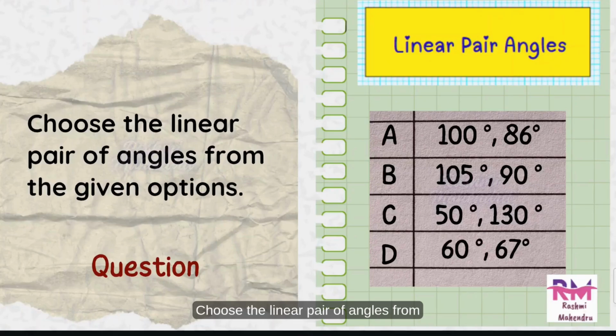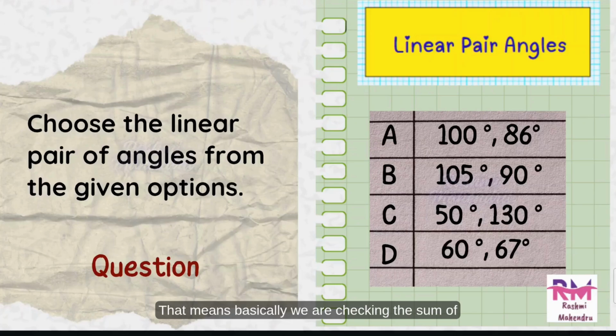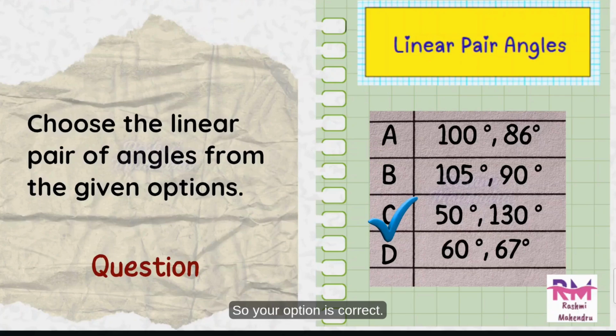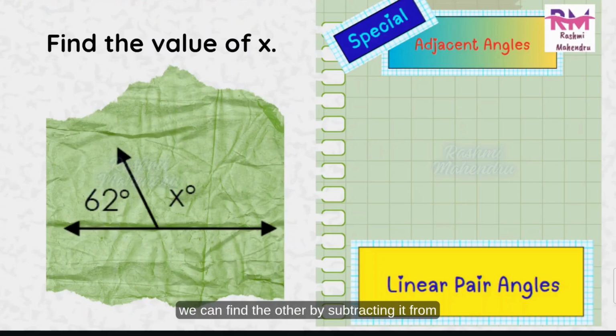Choose the linear pair of angles from the given options. That means basically we are checking the sum of all angle pairs, and the angle pair which has a sum equivalent to a straight angle will become our choice. So your option is correct. 50 degrees and 130 degrees add up to a linear pair. Given one angle, we can find the other by subtracting it from 180 degrees. So I am sure you are able to give the answer for this one also.